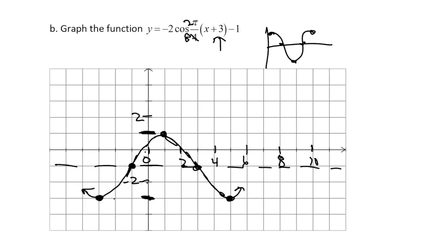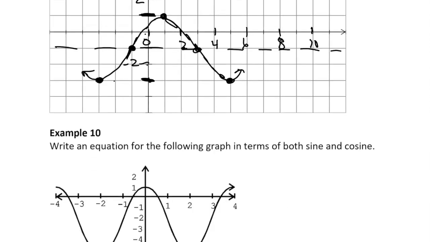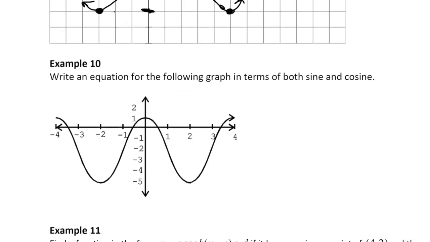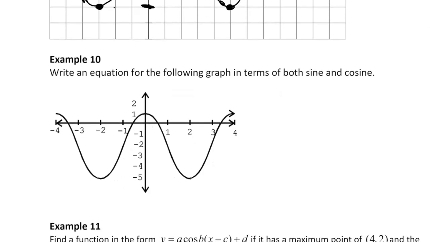Okay, and that would be our upside down cosine function right there. Okay, so example 10: write an equation for the following graph in terms of both sine and cosine.